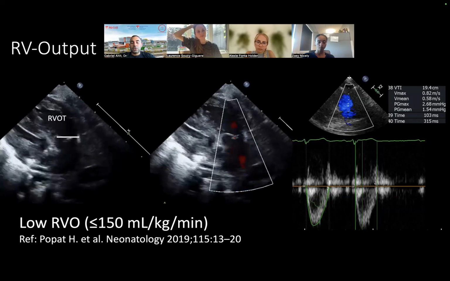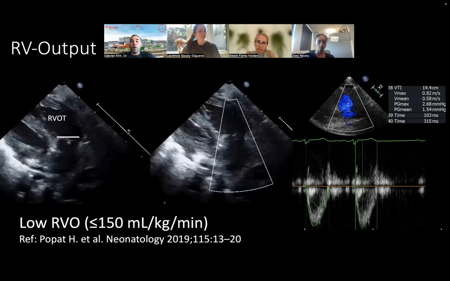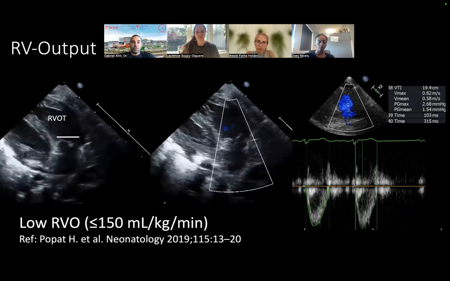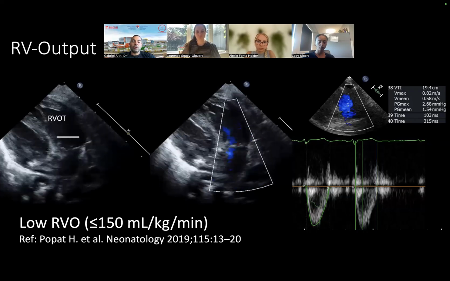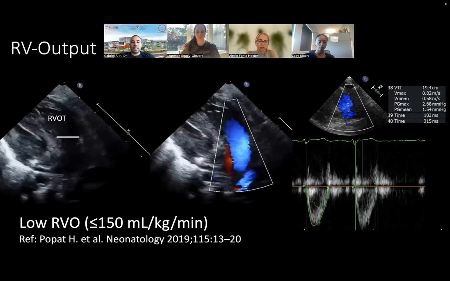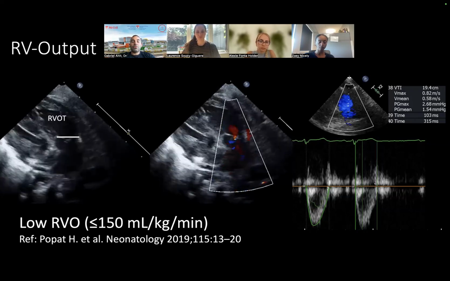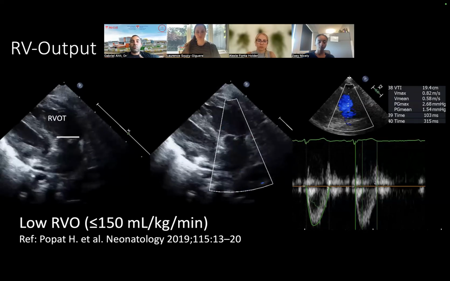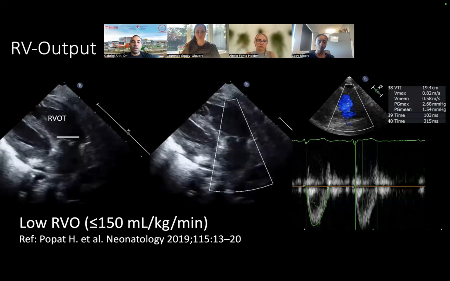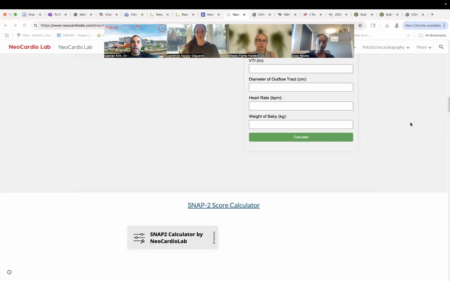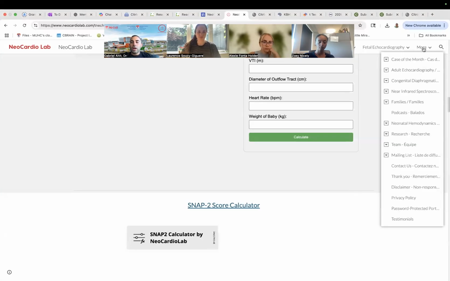Sometimes the best alignment you're going to get for the RVOT will be from the subcostal or apical view. So just be aware that, although it's not the typical technique for measuring this, if you don't get any chest view and your best alignment is from the subcostal, you probably want to go and obtain a view from the subcostal. Do you see my NeoCardiolab website?